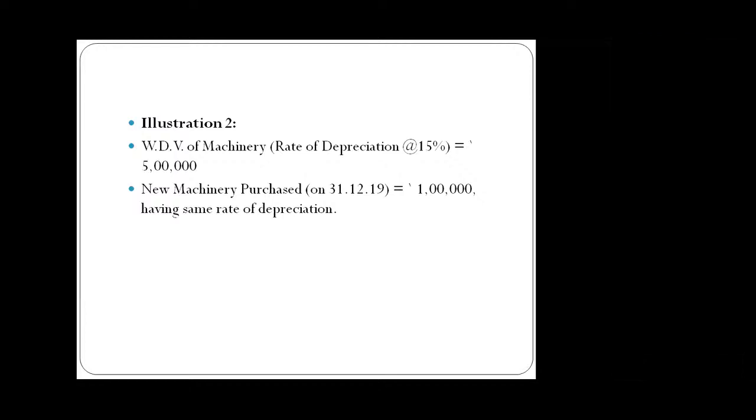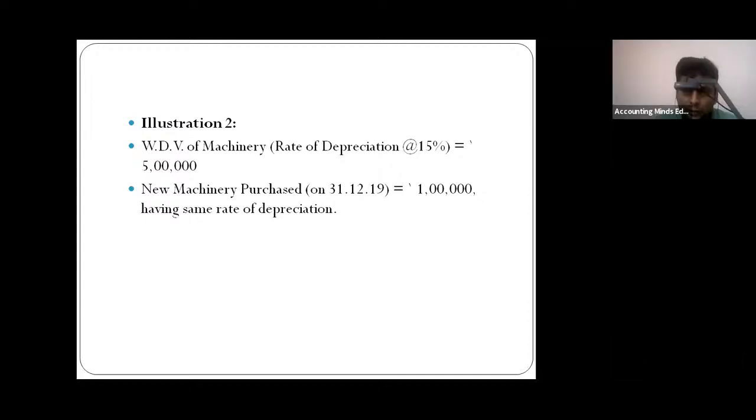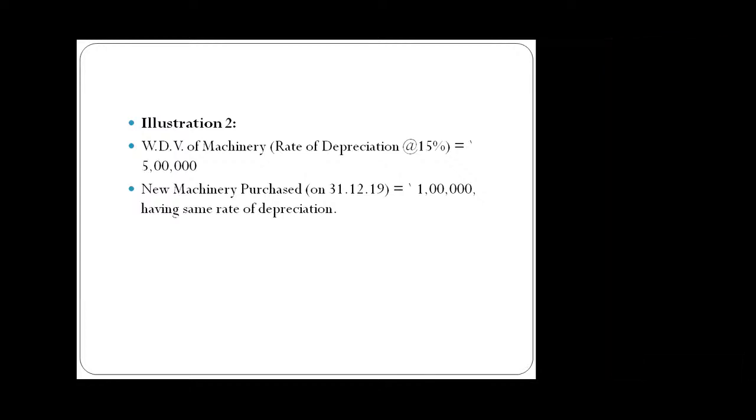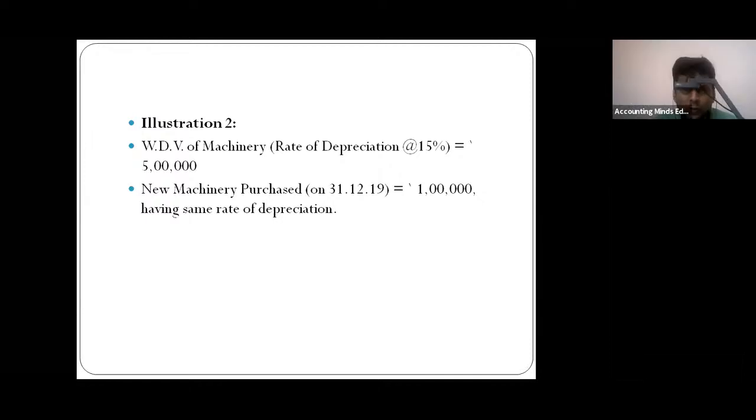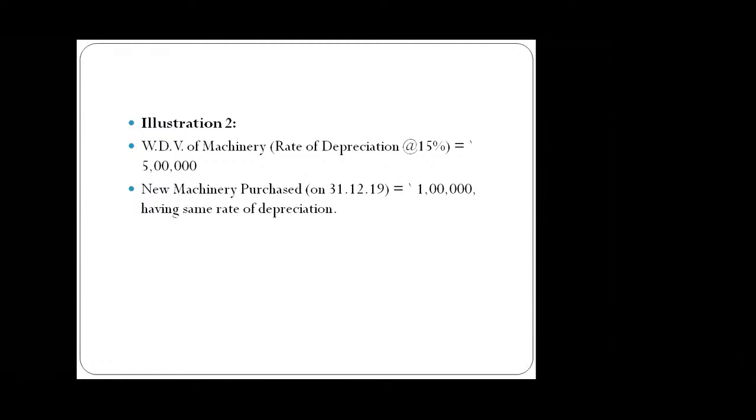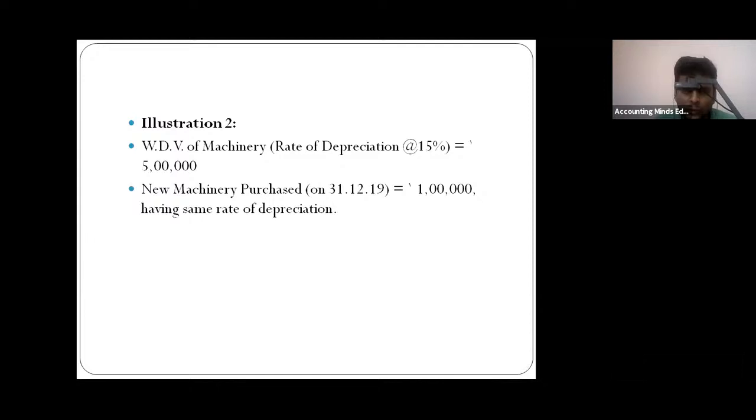First should be 75,000. The answer is 75,000, is what Aisha says. Do you want a different answer, or is this one question only? This is one question, that's all. There's an opening WDV, and purchases during the year. There are no two questions, only one question. The WDV is the opening WDV.